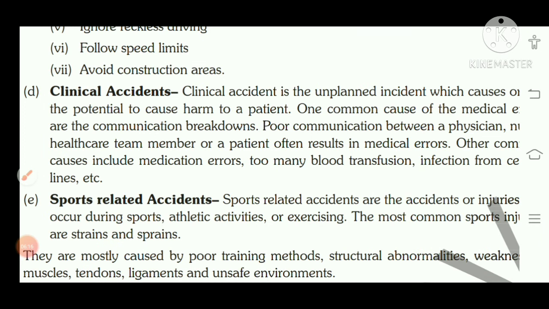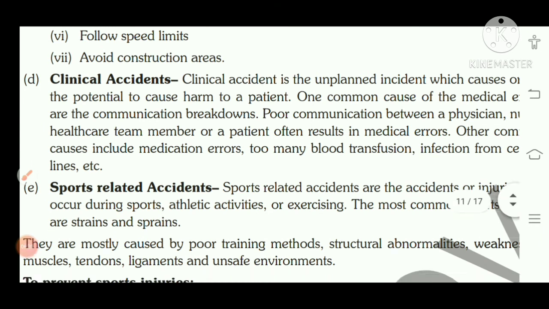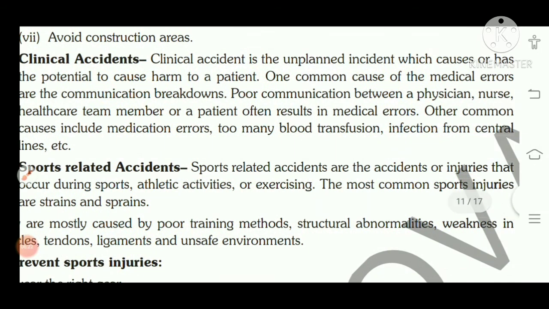Next is clinical accident. What is a clinical accident? These are accidents that can harm any patient in the hospital. One problem is poor miscommunication between physician and nurse. The nurse gives a wrong medicine to the patient, and then the case gets worse. So this one is a clinical accident: by mistake the wrong medicine was given, and the person lost his life. So that one is a clinical accident.